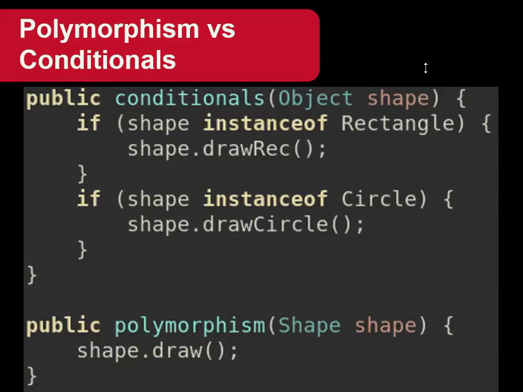So if we take away conditionals altogether, what do you get? What happens to your code? How far can we push the polymorphism extreme?